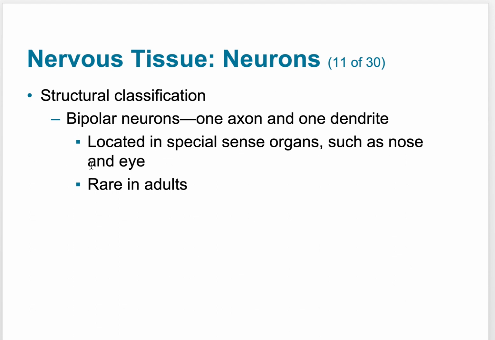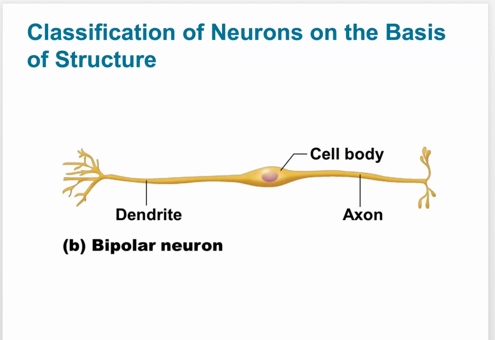Not found in a lot of places in the body. Mostly they're found in sense organs like the nose and the eyes. Pretty rare in adults. You'll find these in the eye, in the retina, that detects light. Okay, and this is kind of what they look like. If you can kind of see here, there's only two extensions that are coming off. So here's the cell body. So you've only got one dendrite and you've only got one axon. Okay, so that's just two extensions coming off of the cell body, which makes it bi.